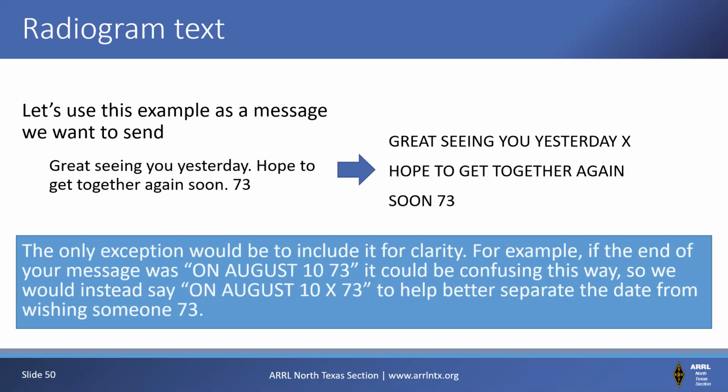If it helps clarify things, I would include it. So if it was like a date, right? If it was on August 10, 73, then I would put an X-ray there. I'd spend the $5 to make sure there's some clarity. On August, figures 10, initial X-ray, figures 73. It just gives that extra clarity that the 73 is not part of the year or whatever might be next to it, type of thing.